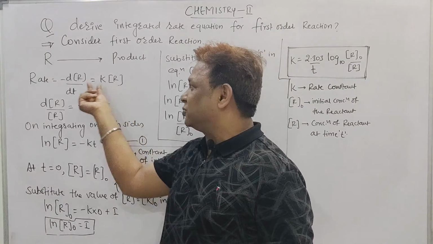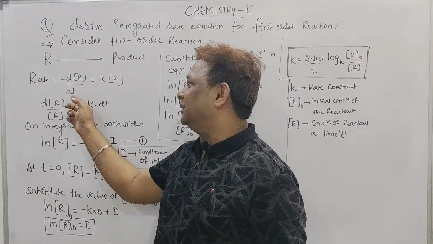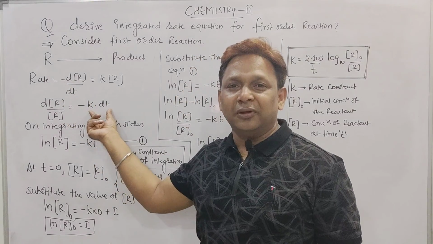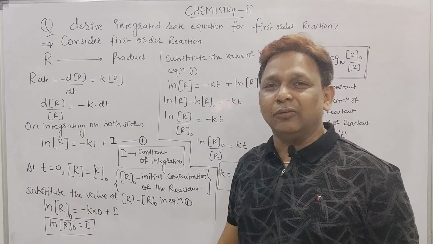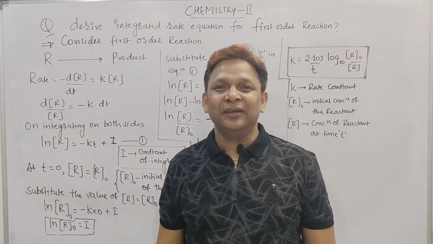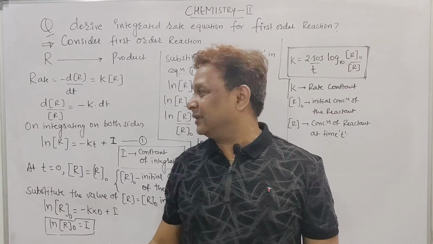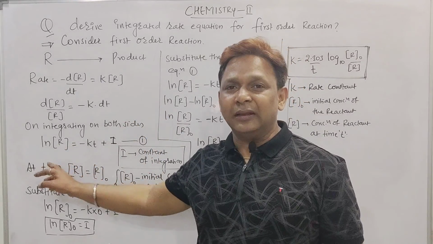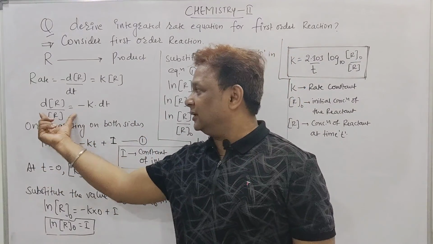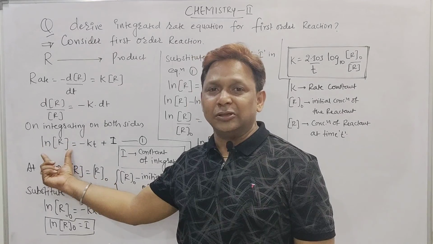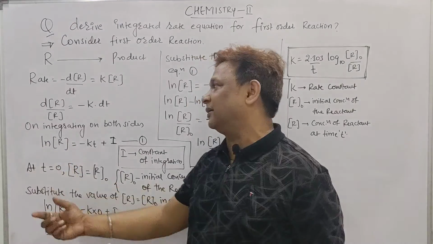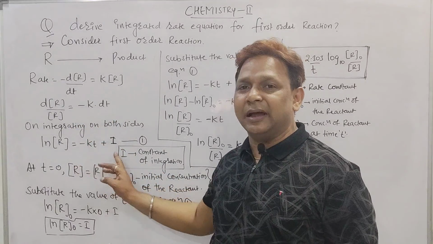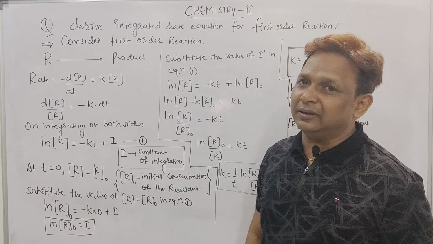Rearrange it: R comes to the denominator, so dR by R, and dt goes to the other side, K dt. The minus comes along, so dR by R equals minus K dt. On integrating both sides, we get ln R, because the integration of this gives the natural log to the base e of the concentration of R, equal to minus K into t plus I, where I is the constant of integration. Call this equation 1.